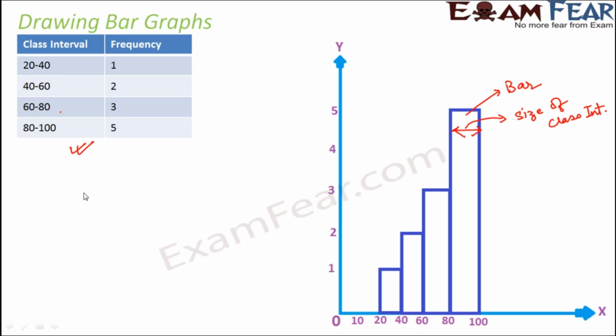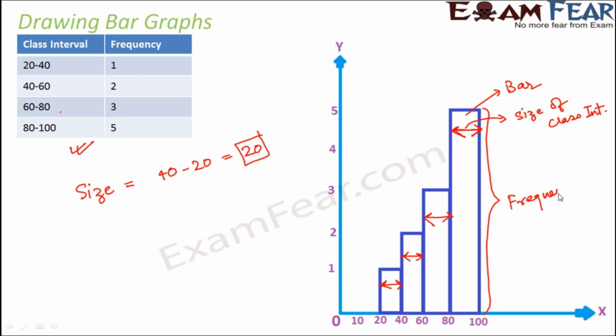So in this case, what is the size of the class interval? If you find out the size of the class interval, it would be 40 minus 20, which is equal to 20. Now, when you look at these graphs, the width of each of these bars would be 20. So the width of the bars tells us the size of the class interval. Now, what about the height? When you look at the height of each of the bars, the height tells us the frequency.